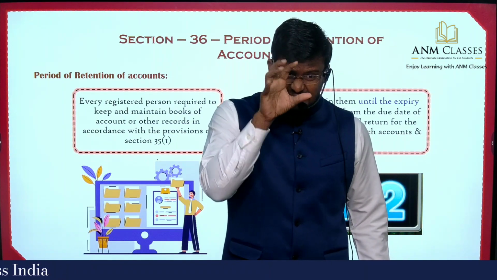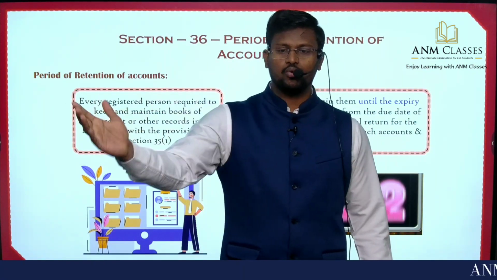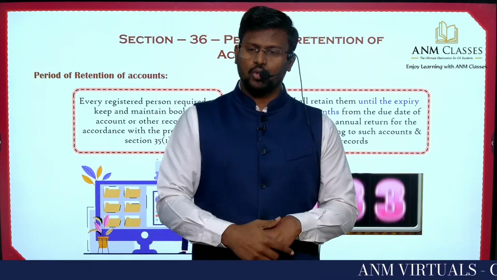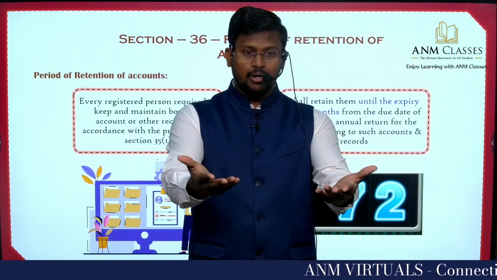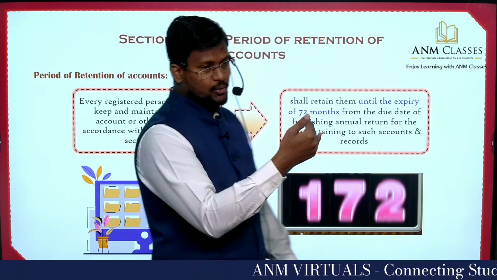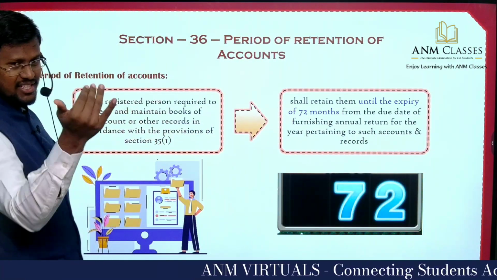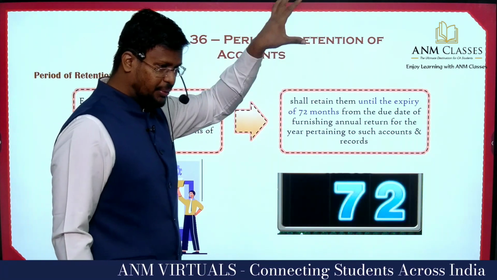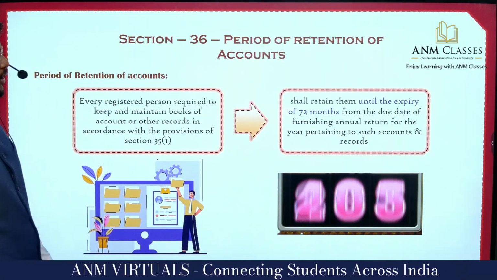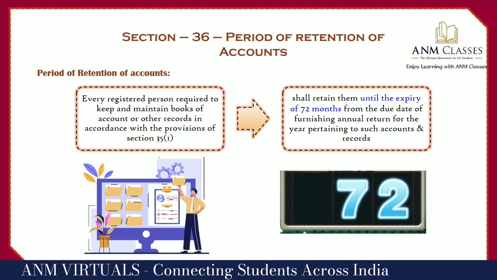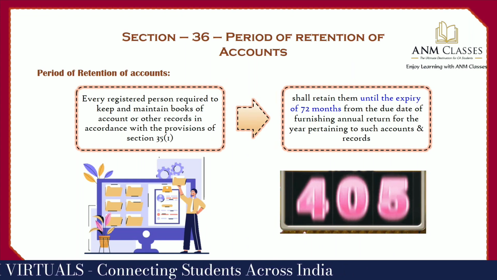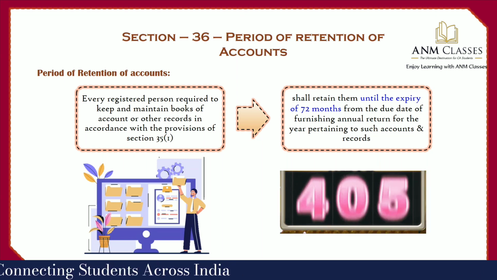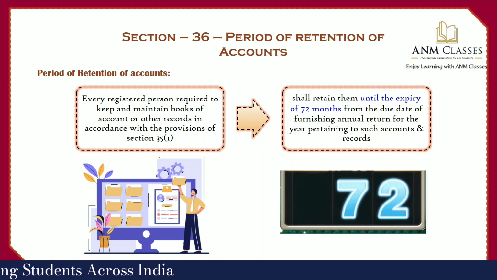In which section do you maintain books of accounts? How long must they be maintained? Double of 36, so 72, as the Act says. Therefore section 72 is mentioned, because section 36 is the period of retention of accounts. It has to be maintained for how many months? 72 months from the due date of furnishing the annual return.